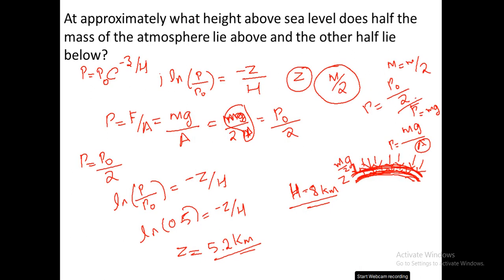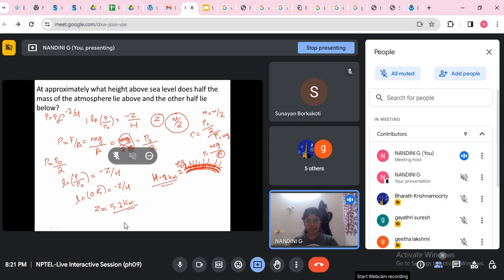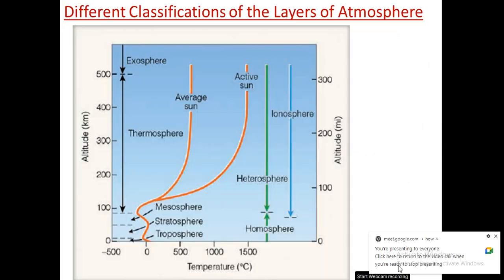Then we calculated at what height half of the atmosphere will be present. We have the equation and we have to calculate Z, and what we have is the mass of the atmosphere, which is basically M by 2. From P is equal to F by A, we found that at a height Z, the pressure will be P0 by 2. Using that equation, we calculated the height. It is coming as 5 kilometers. So yeah, that's it about pressure.